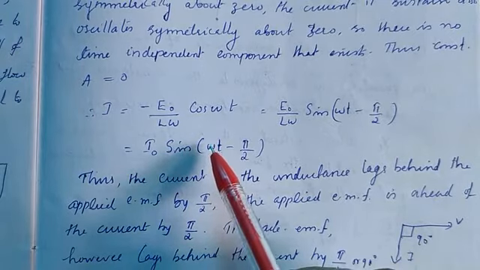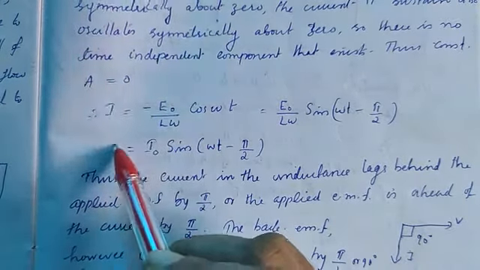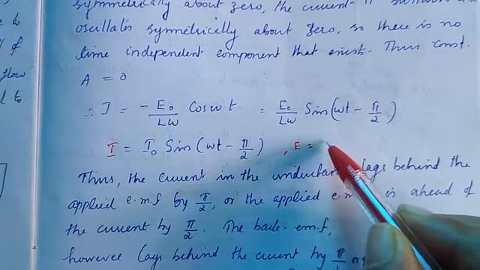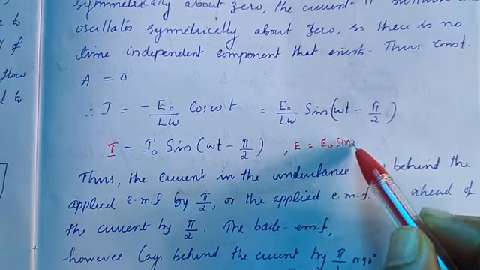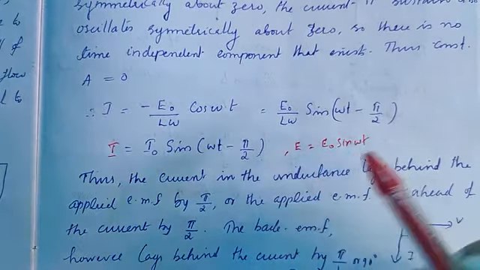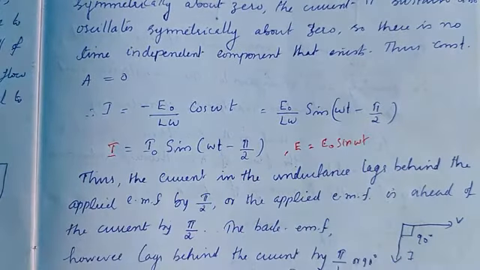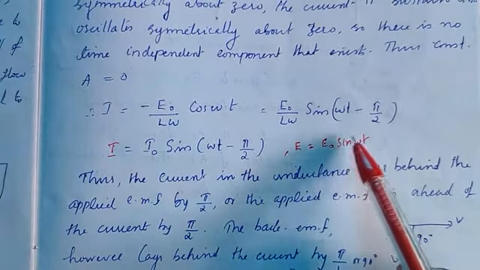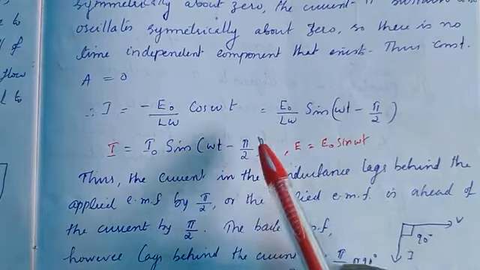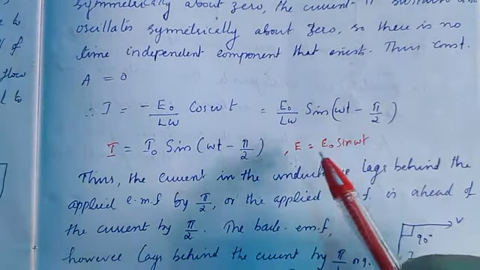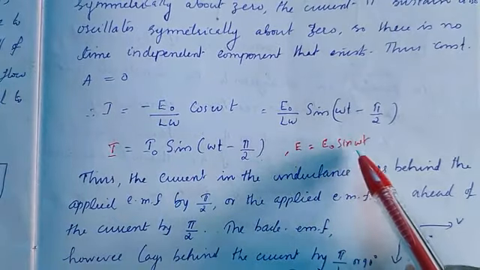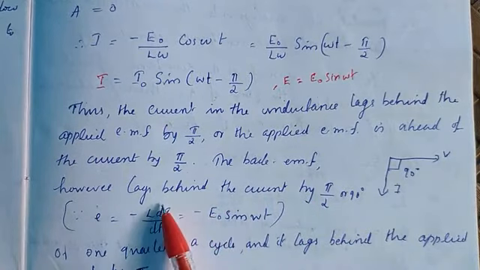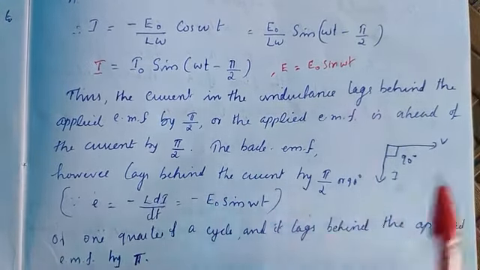What does this equation mean? I is equal to I0 sin omega t minus pi by 2. But our applied EMF equation is E0 sin omega t. So this is omega t and this is omega t minus pi by 2. That means the current through the inductance coil lags behind the potential by a phase of pi by 2, or we can say EMF leads the current by pi by 2. The back EMF, however, lags behind the current by pi by 2 or 90 degrees.